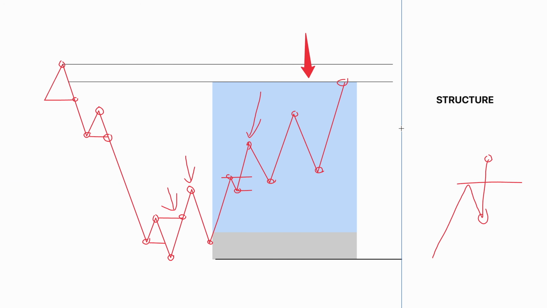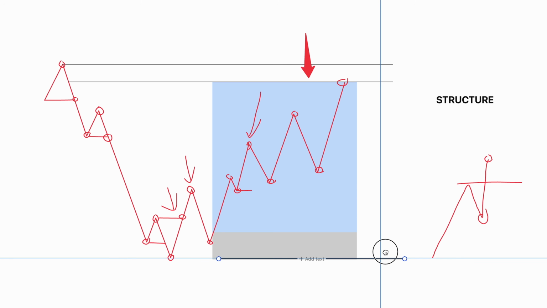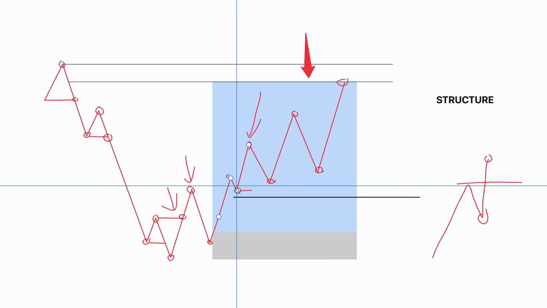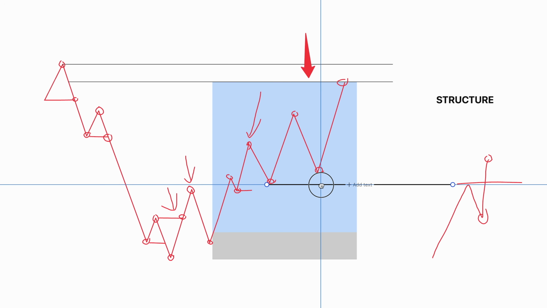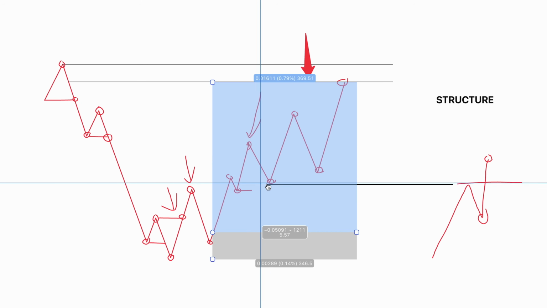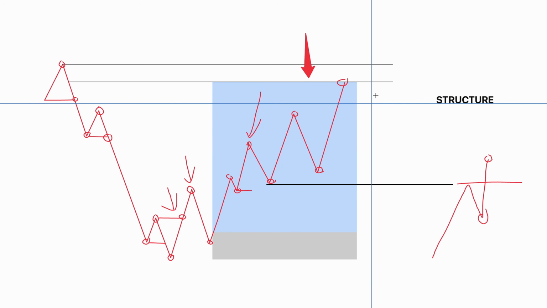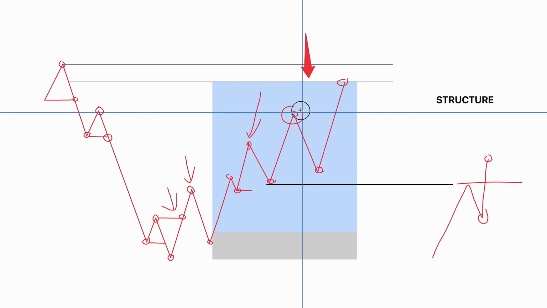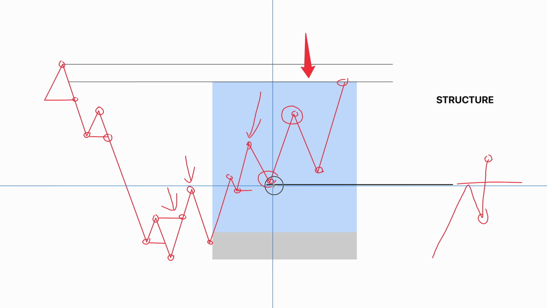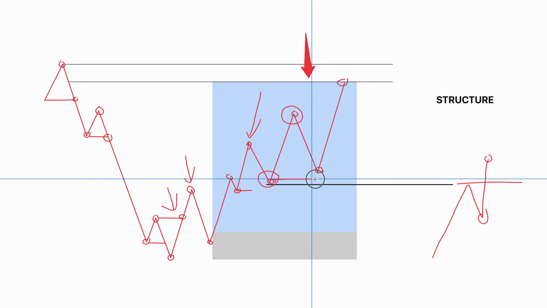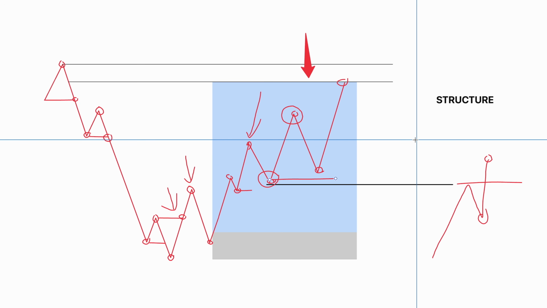So at this point, we could then safely trail the stop loss from here under this structural low to here under this structural low, because we know that the higher highs and higher lows of the market are continuing up and up. And with the formation of this high, we've validated the formation of this low. And the market shouldn't really move under this low if it's continuing in its uptrend.